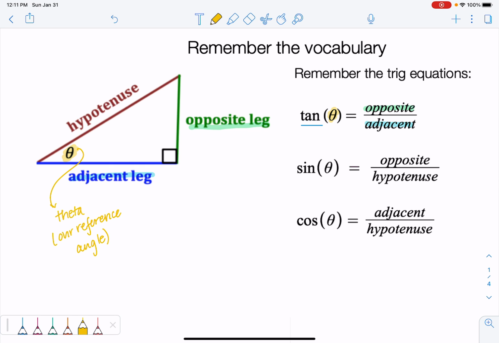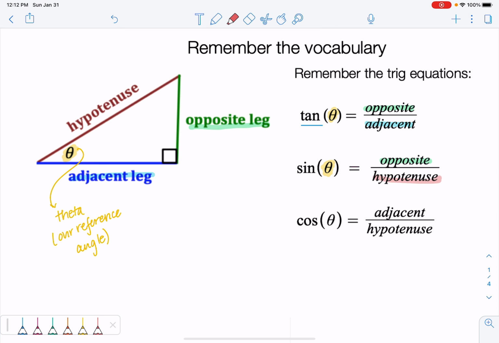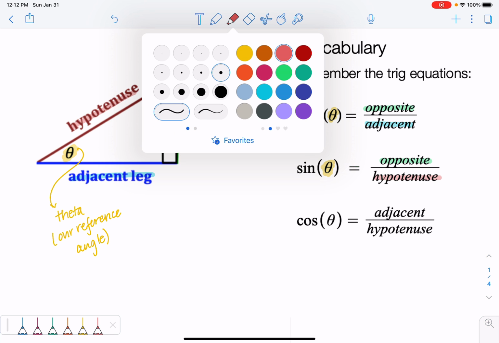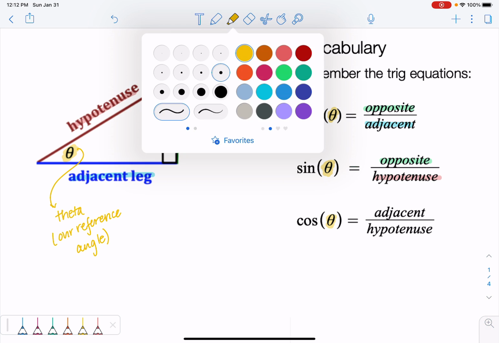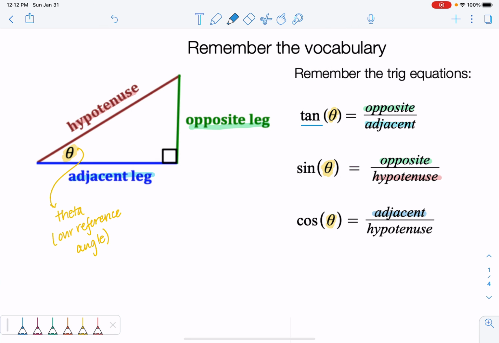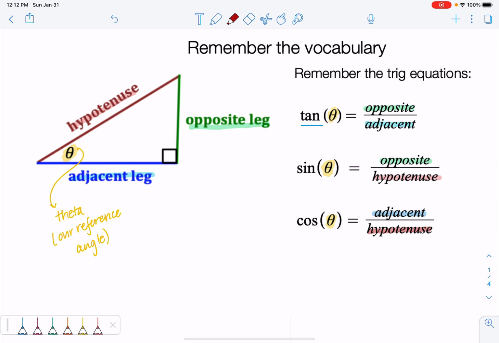After tangent, we learned about sine and cosine. Sine is abbreviated SIN, and we use the opposite leg and divide it by the hypotenuse. For cosine, or COS, we input the angle, then we take the adjacent leg and divide it by the hypotenuse.